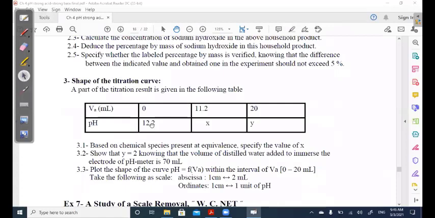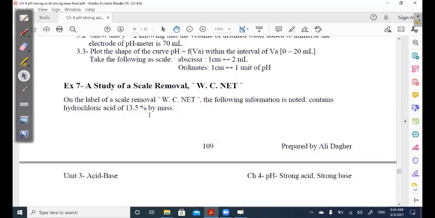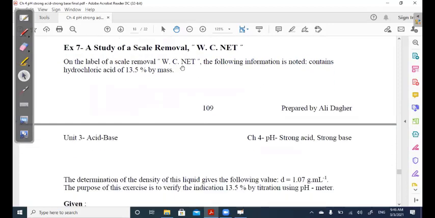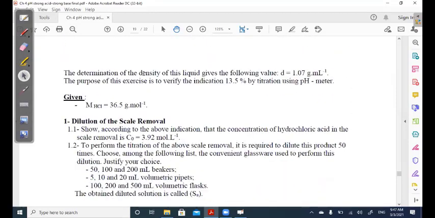Now, exercise 7. Study of a scale removal WC net. On the label of a scale removal WC net, the following information is noted. Contains hydrochloric acid 13.5% by mass. The determination of the density of this liquid gives the following value: density equal 1.07 gram per milliliter. The purpose of this exercise is to verify the indication 13.5% by mass by calculation using a pH meter.